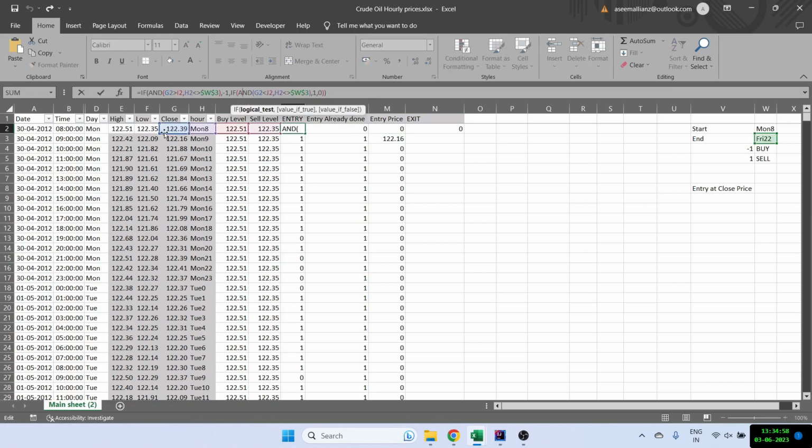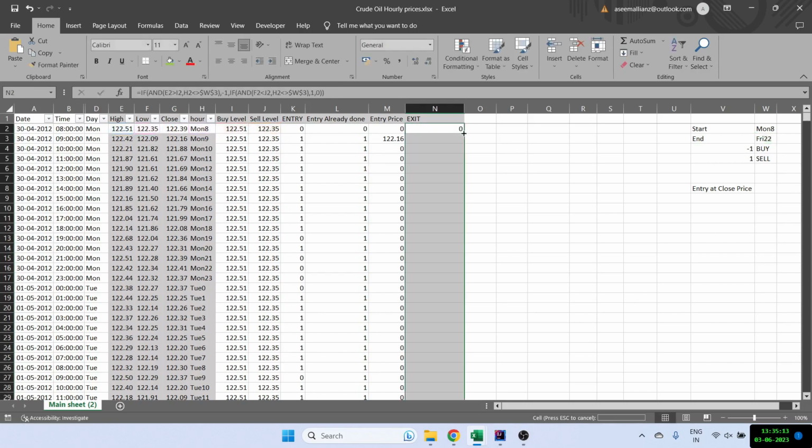As you can see, we were looking for closing basis, whereas in exit, we will not be doing it on closing basis. So we will be checking the high for the buying level and low for the selling level. So that's the only difference. I've just changed the minor difference here, and I've added the exit column.